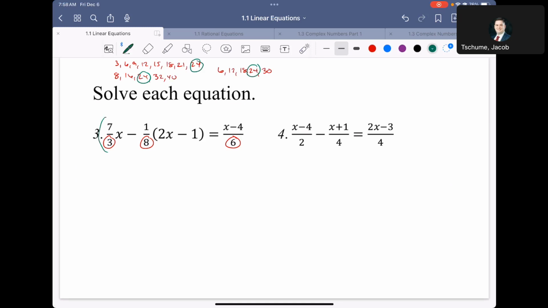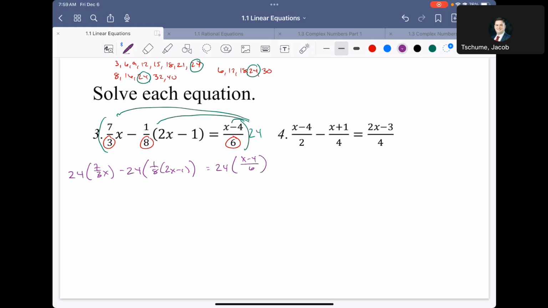So that tells me I'm going to multiply everything in this problem by 24. And so remember, that 24 needs to get distributed to all three of these terms. And so let's see what that ends up looking like. You have 24 times 7/3 x minus 24 times 1/8 times 2x minus 1 equals 24 times x minus 4 over 6. So there will be some simplifying here as we expected.